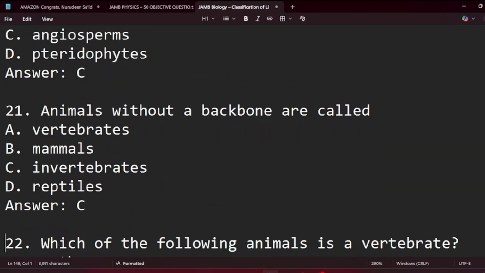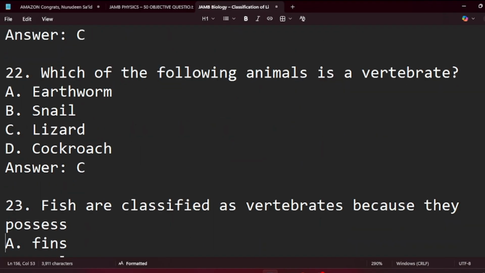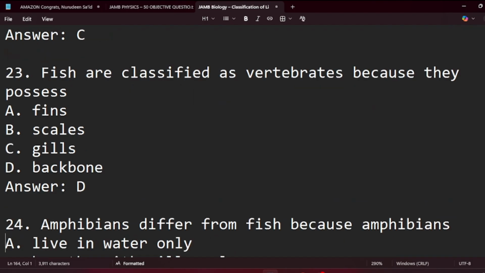Question number 21. Animals without backbones are called A, vertebrates, B, mammals, C, invertebrates, D, reptiles. The answer is invertebrates, which is C. Question number 22. Which of the following animals is a vertebrate? A, earthworm, B, snail, C, lizard, D, cockroach. The answer is C, which is lizard. Question number 23. Fish are classified as vertebrates because they possess A, fins, B, scales, C, gills, D, backbone. The answer is D, backbone.